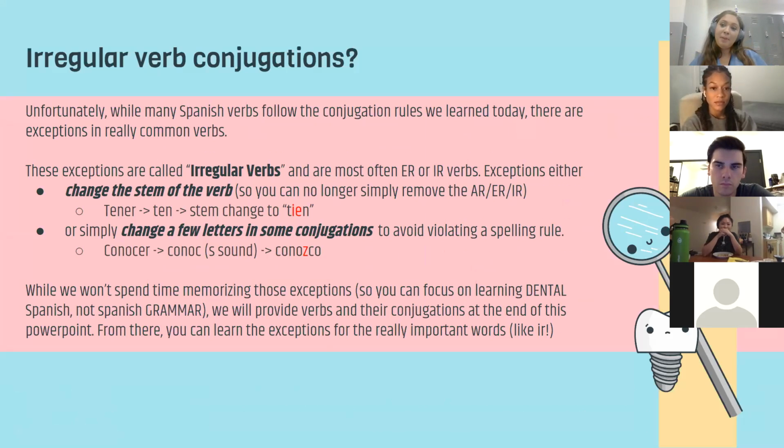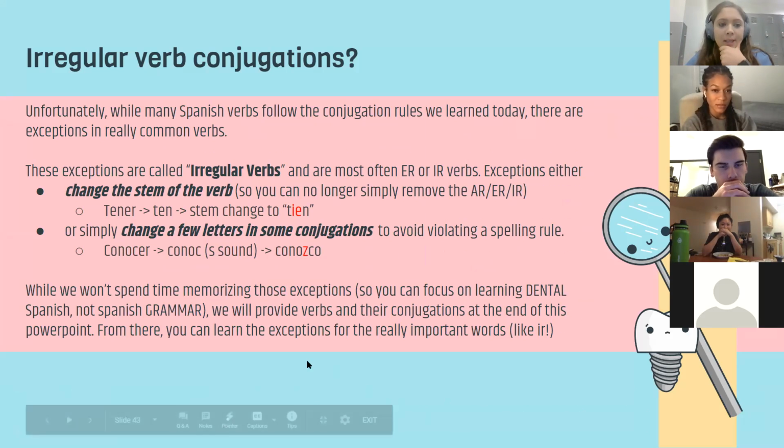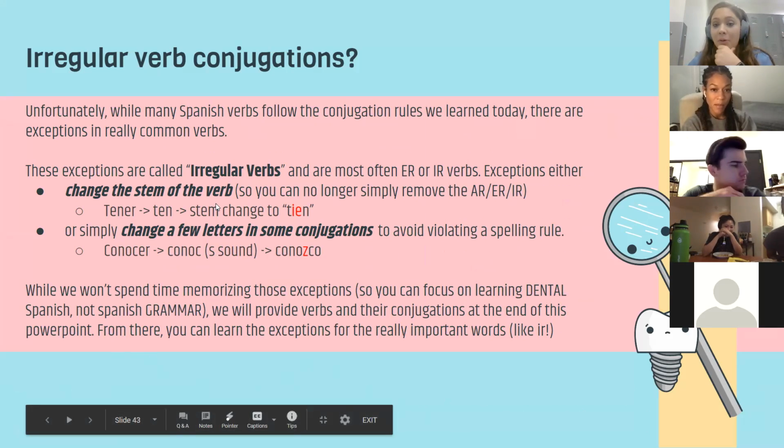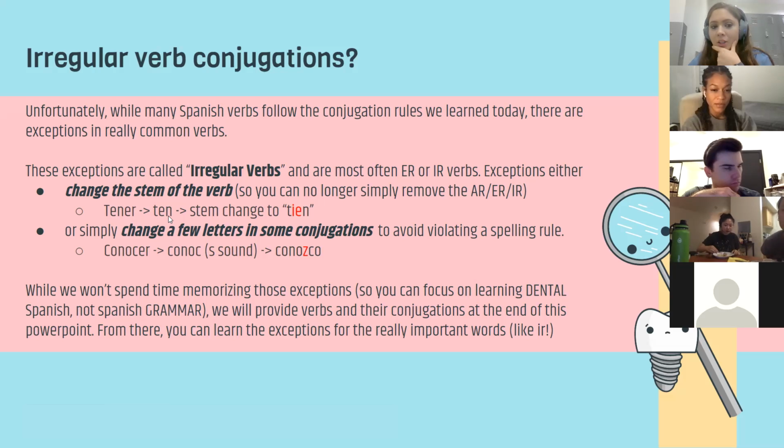And so now, what about irregular verbs? Because we do have those in Spanish as well. With irregular verbs, you would have to change the stem of the verb. For example, tener: instead of saying ten, you will change it to tien. Or you simply change a few letters in some conjugations. For example, conocer, the stem is conoc, but because it wouldn't make sense, you would change it to a Z, so conozco.